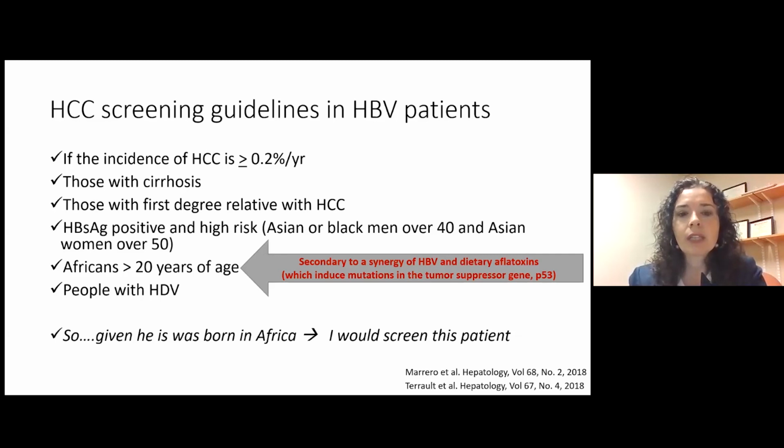And the reason is that there is a synergy with hepatitis B and a dietary aflatoxin that's very common in many African countries. And this aflatoxin is an inducer of mutations in the tumor suppressor gene, P53. So synergistically, along with the HBV, this can increase the risk of HCC.